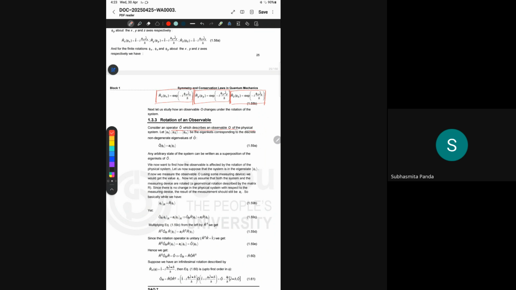So that's what it is telling. Consider an operator O which describes an observable O of the physical system. Then let phi 1, phi 2, up to phi n kets be the eigenkets corresponding to the discrete non-degenerate eigenvalues of O.